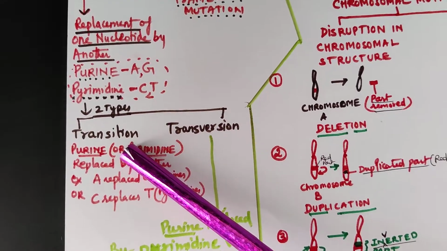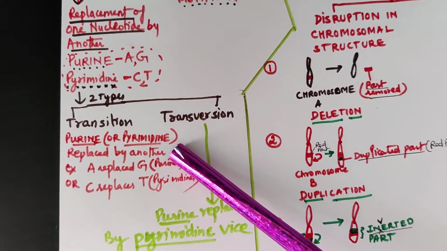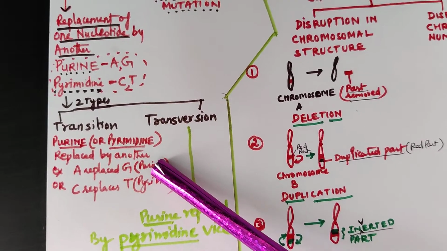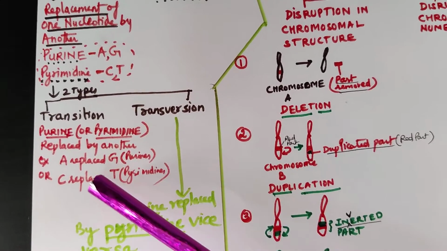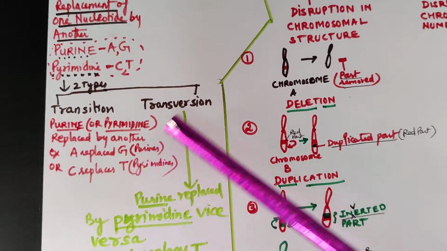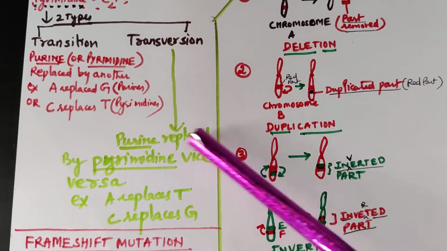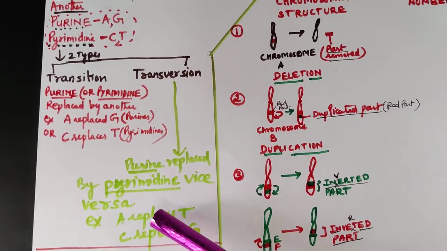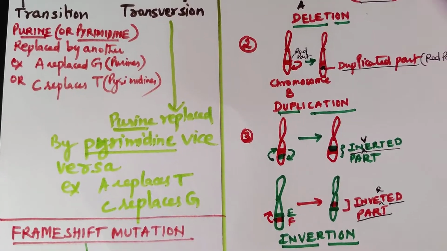In transition, a purine or pyrimidine is replaced by another of the same kind. For example, A replaces G, these are purines, or C replaces T, pyrimidines. C is cytosine, T is thymine. Now what is transversion? In transversion, a purine is replaced by a pyrimidine and vice versa. For example, A replaces T and C replaces G.